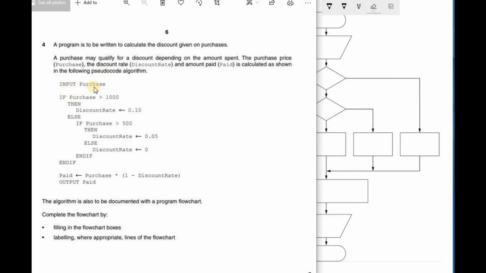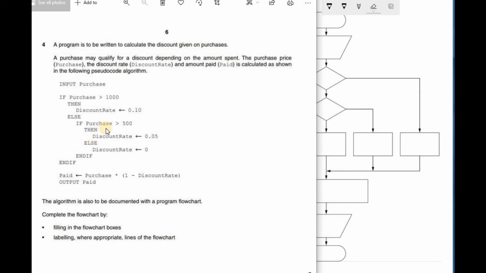So first it is taking purchase, input purchase. The purchase amount will go in the purchase variable. Then it is checking the purchase variable whether it is more than 1000 or not. If it is more than 1000, then the discount rate is calculated here, and that will be 0.10, that is 10%. Otherwise, in the other case, if the amount of purchase is more than 500, then the discount rate will be 5%.